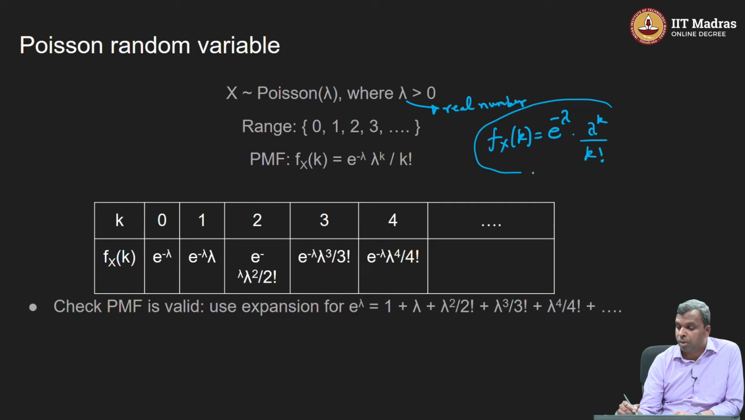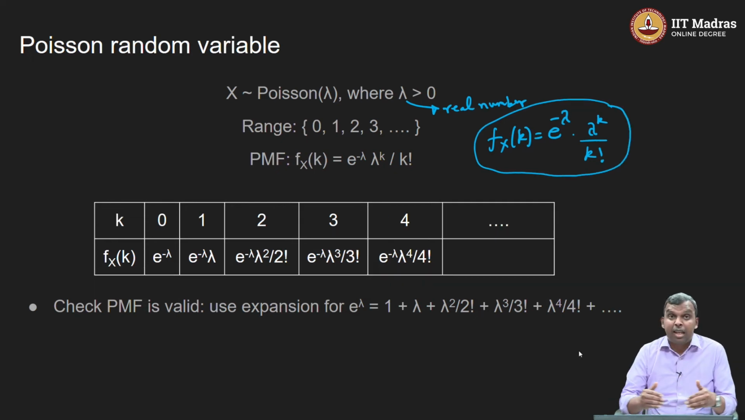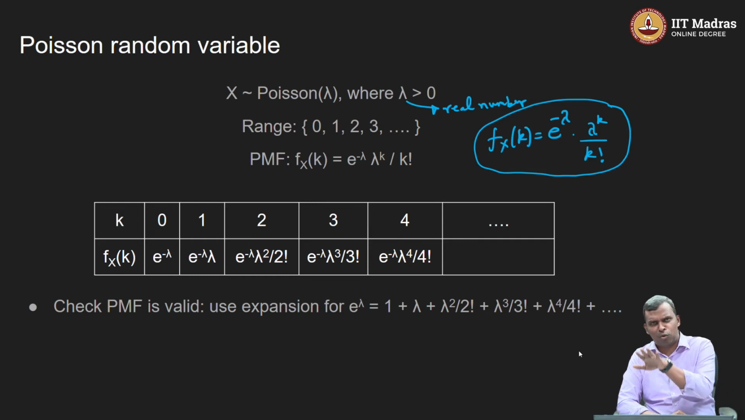This is a very famous and popular PMF. It's the Poisson random variable. This table shows you the PMF for small values of k. K equals 0, it's e power minus lambda. K equals 1, it's e power minus lambda times lambda. K equals 2, it's e power minus lambda times lambda squared by 2 factorial, then lambda cubed by 3 factorial, lambda power 4 by 4 factorial, etc. You can check that this is a valid PMF. It's very easy. You just use the expansion for e power lambda. If you add it up, you'll get e power minus lambda times e power lambda, which is e power 0, that is 1. So this is definitely a valid PMF.